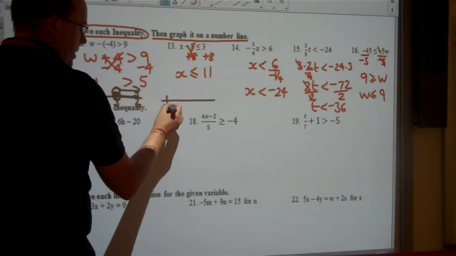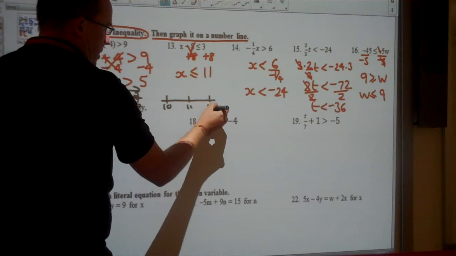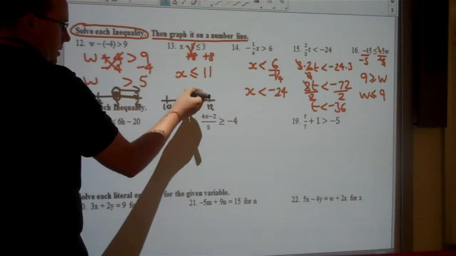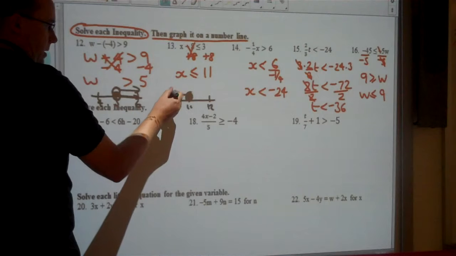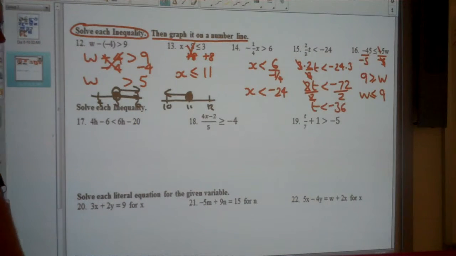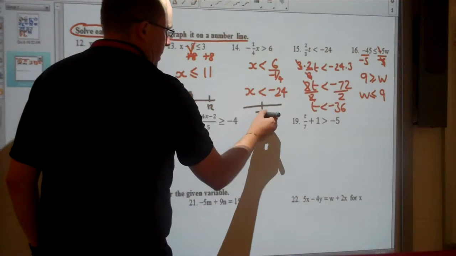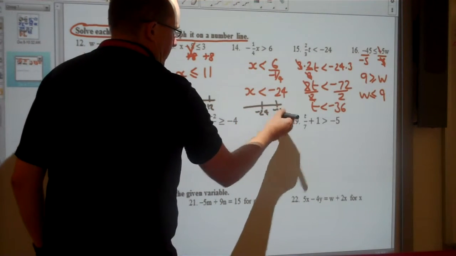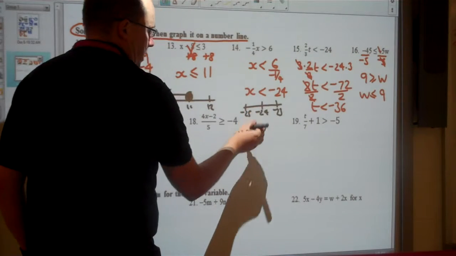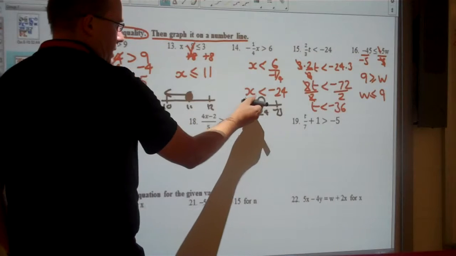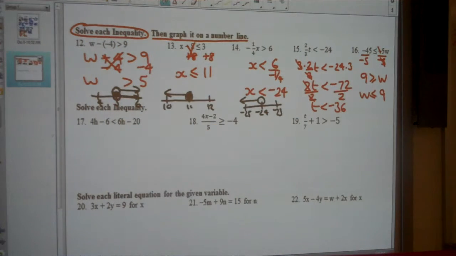11, so I'm going to need 10, 11 and 12. This time it is equal to, so I'm going to do a closed circle. It points to the left, so notice my arrowhead also points to the left. -24, so I'm going to need -25, -24, -23. Open circle, because there's no equal sign, as it points to the left, I'm going to go ahead and draw that to the left as well.